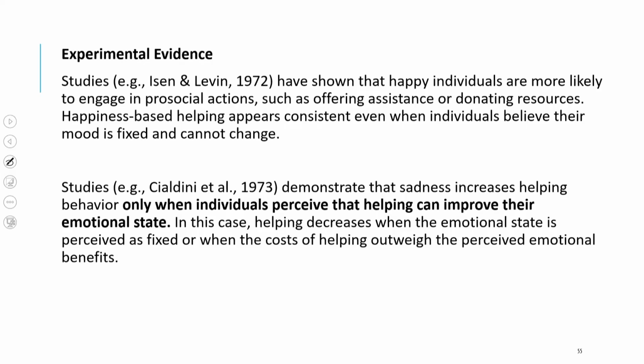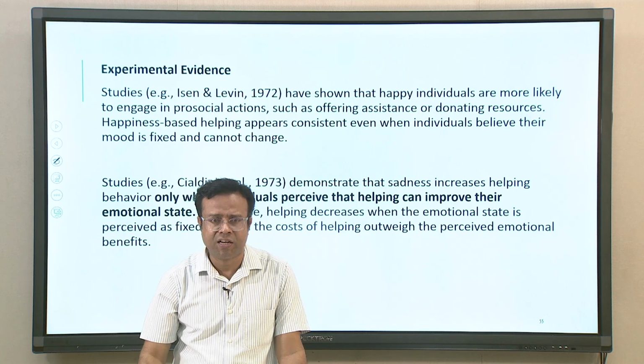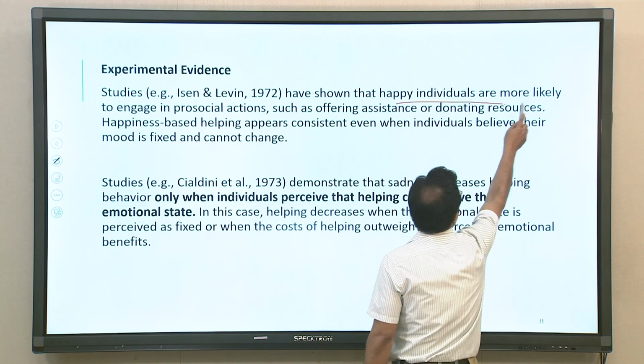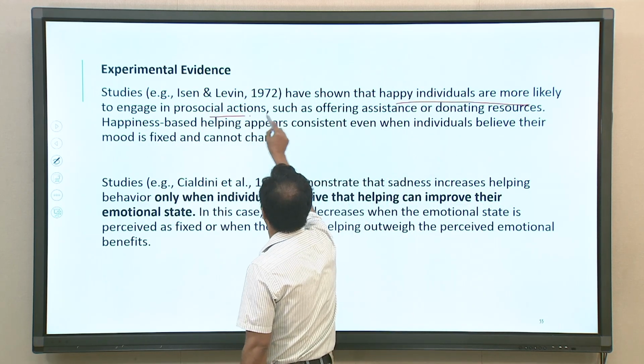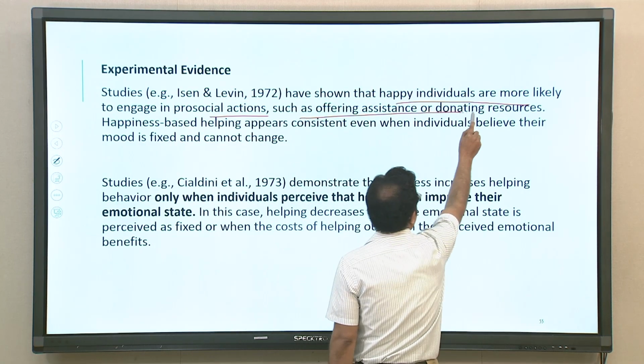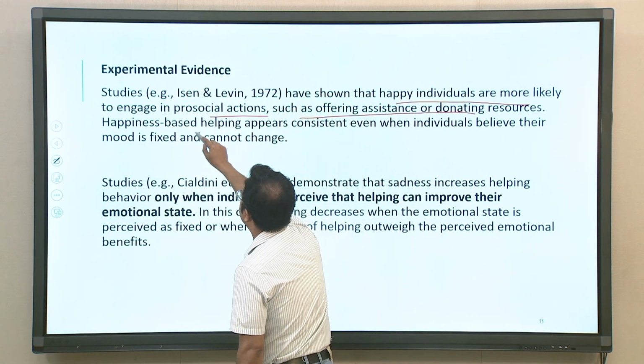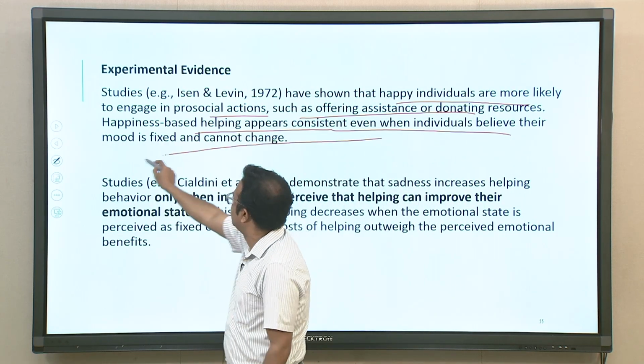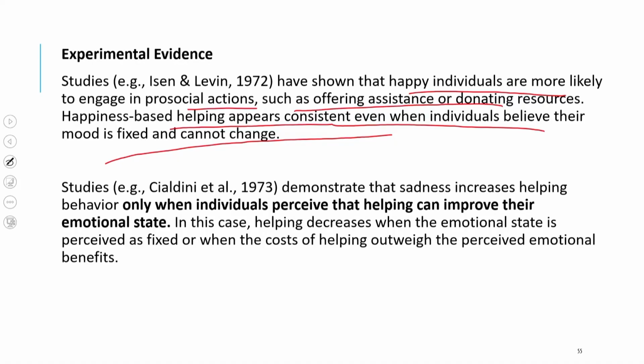Now, there are some experimental evidences, some of the earlier initial studies that were done for these theories, which also gave some experimental evidence in this direction. For example, studies have shown that happy individuals are more likely to engage in prosocial actions such as offering assistance or donating resources. Happiness-based helping appears consistent even when individuals believe their mood is fixed and cannot change. So, this earlier research shows that even if they feel their mood is not going to change whether or not they help, they are still more likely to help when they are in a positive emotional state.